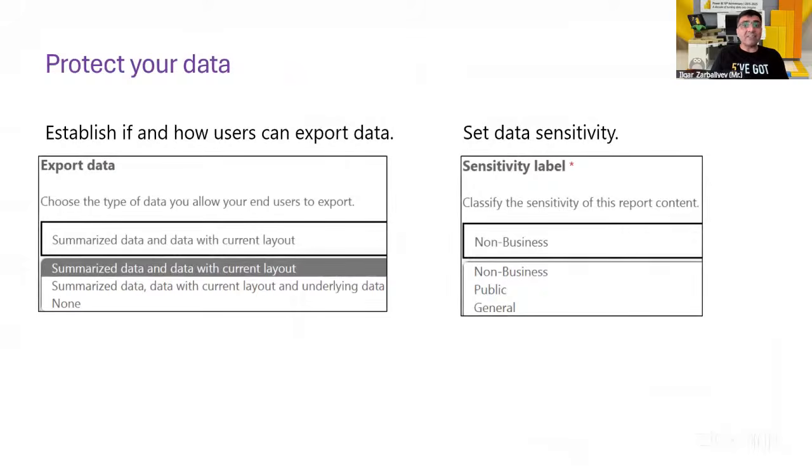Security doesn't end with user permissions. Organizations may also prevent users from exporting data or printing reports. Power BI supports Microsoft Information Protection sensitivity labels, allowing reports to be classified as confidential, highly confidential, or public. These labels travel with exported files to help protect sensitive information.